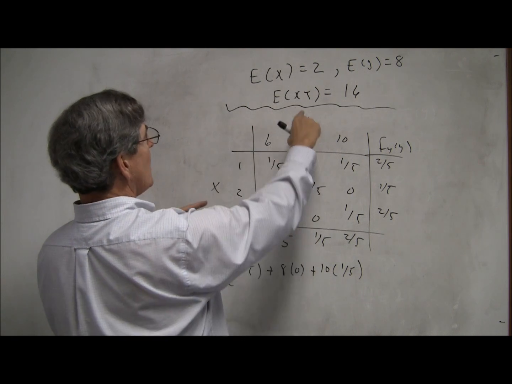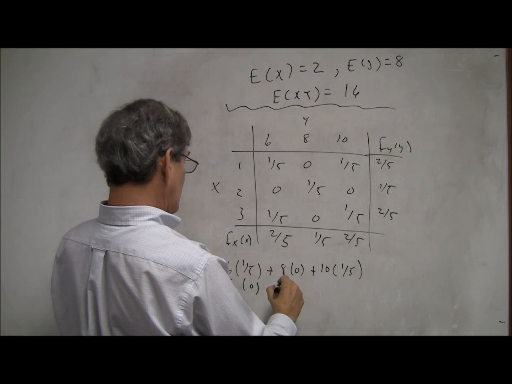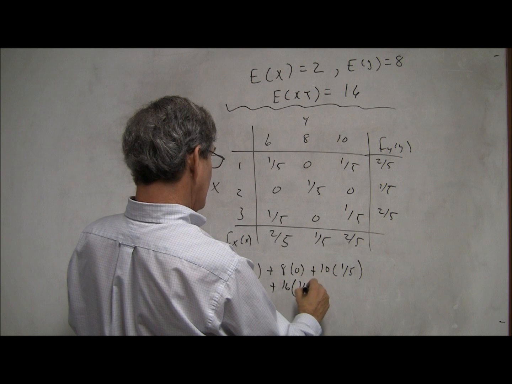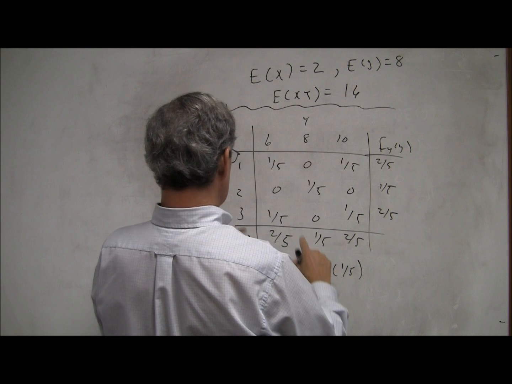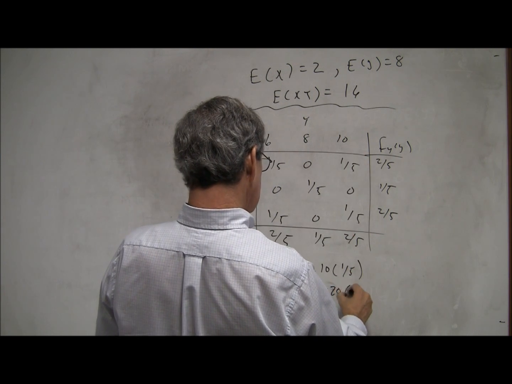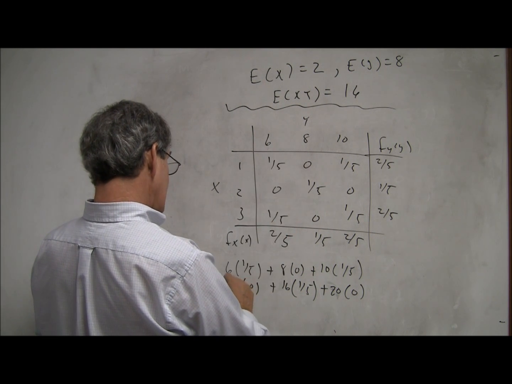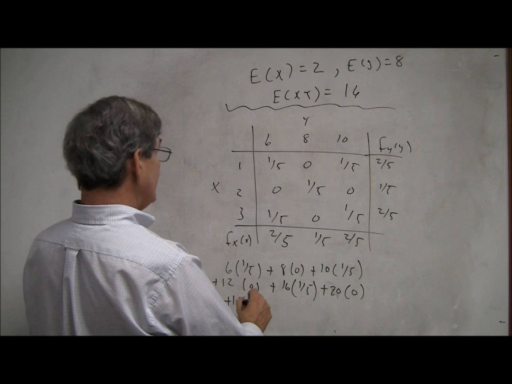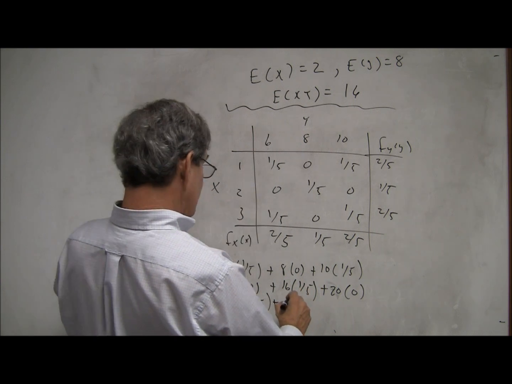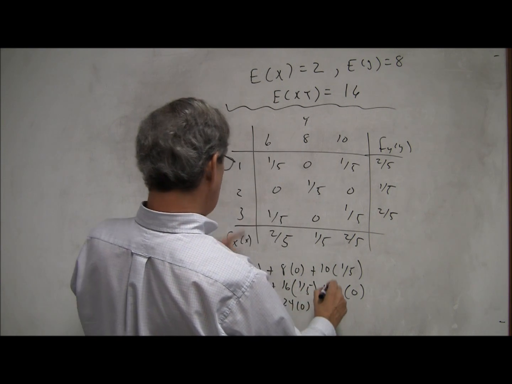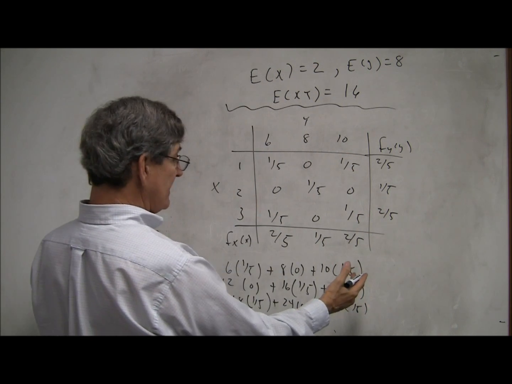xy, it's the expected value of x times y, so x times y is 12, times the probability is 0, plus 16 times 1/5 plus 0, the probability is 0, this times this is 20 times 0, plus 3 times 6 is 18 times 1/5, plus 3 times 8 is 24 times 0, plus 3 times 10 is 30 times 1/5. So this is the expected value of xy.